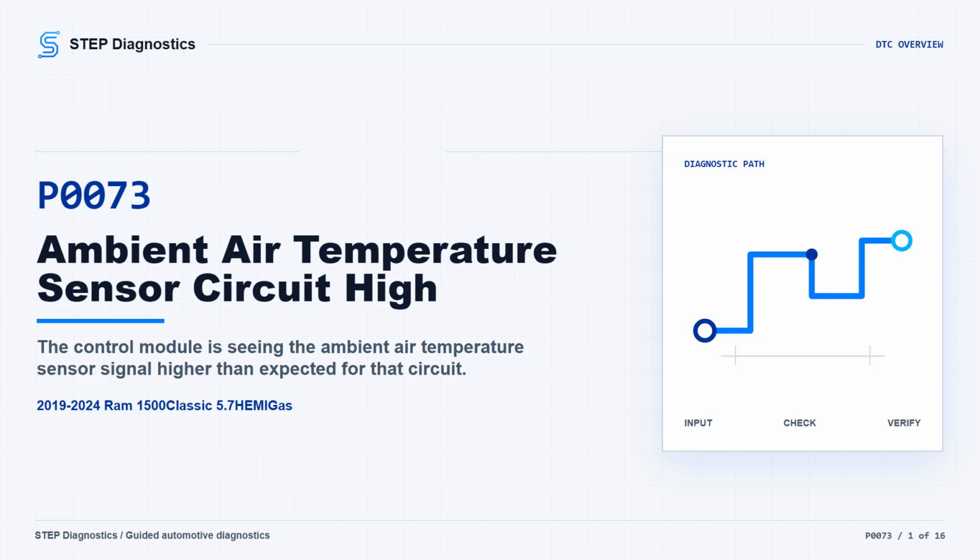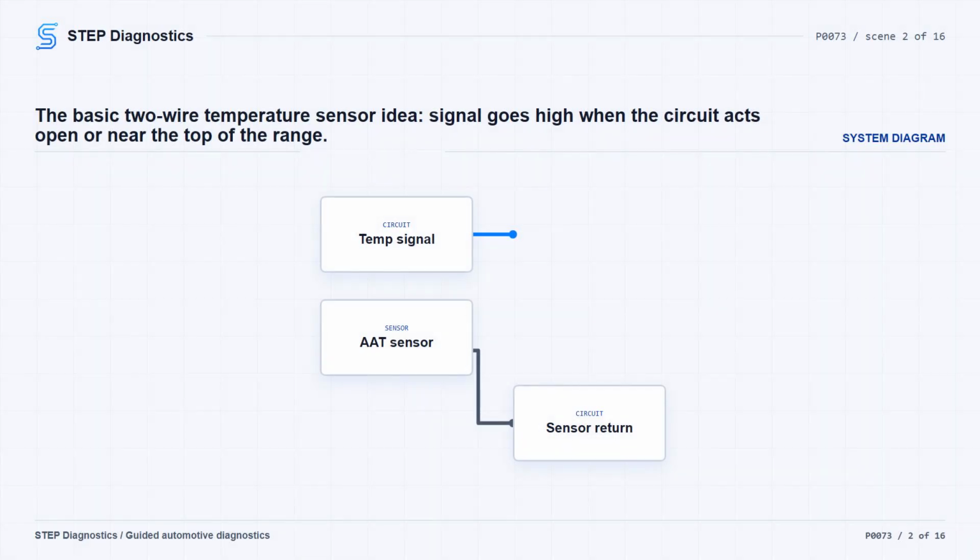The possible fault areas are the sensor connector, the signal or return circuit, the ambient temperature sensor itself, and only after the wiring and connectors prove out, the controlling module.